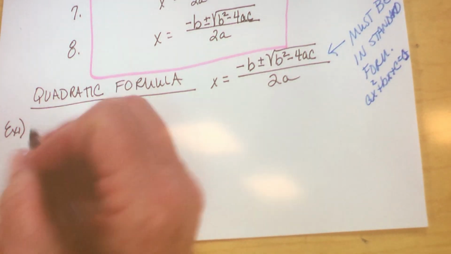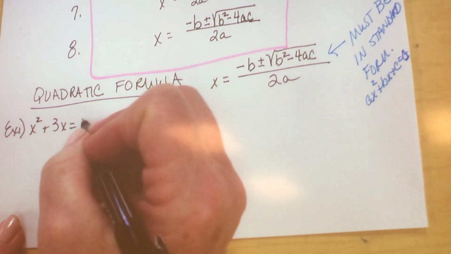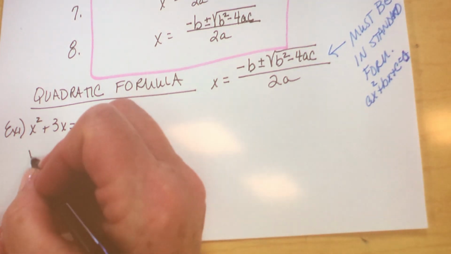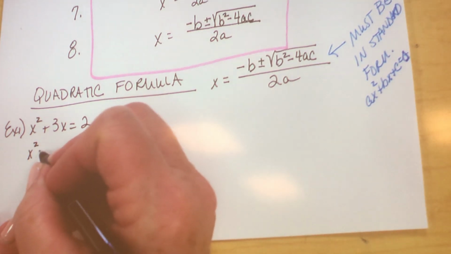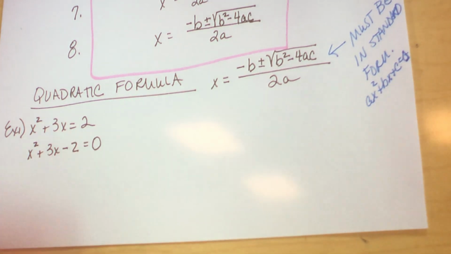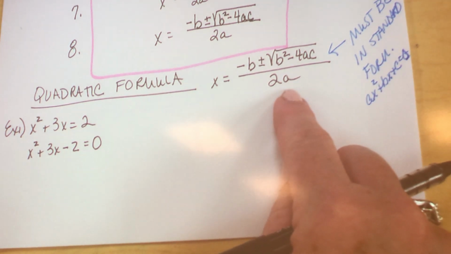Example 1, it looks like this. X squared plus 3x equals 2. All right, so what's the first thing I need to do? Yeah, move that little 2 over. So it's in standard form: x squared plus 3x minus 2 equals 0. No, we're solving it using the quadratic formula, not completing the square.